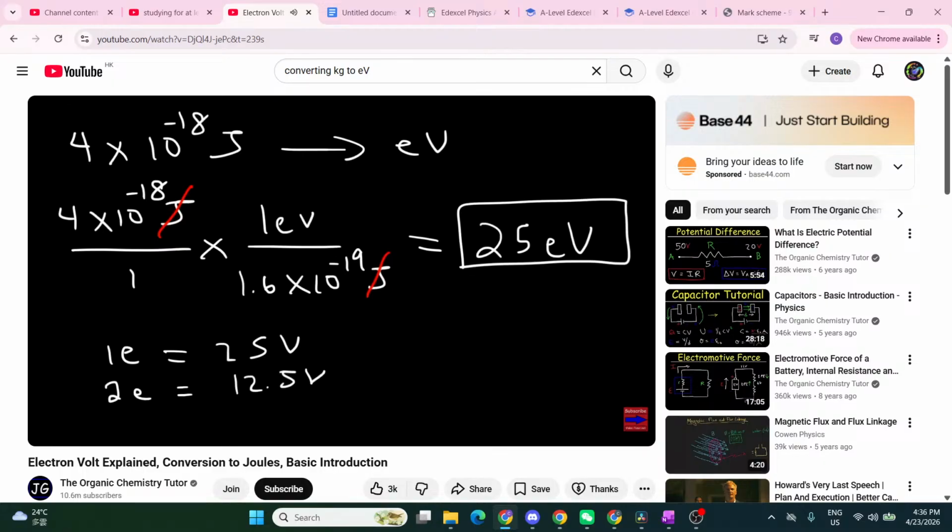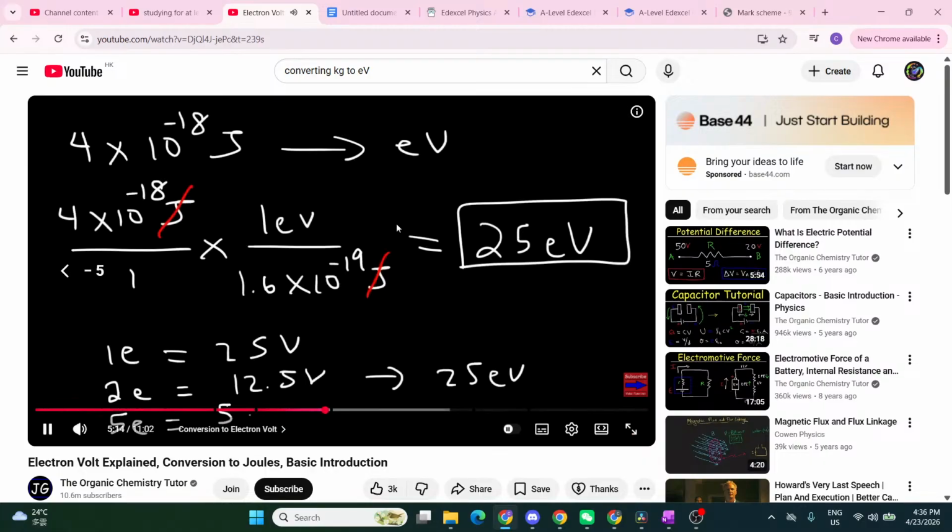That means each electron would have a voltage of 12.5 volts. So the total energy would be 25 electron volts. If there were 5 electrons, each would have a voltage of 5 volts for a total energy of 25 electron volts.